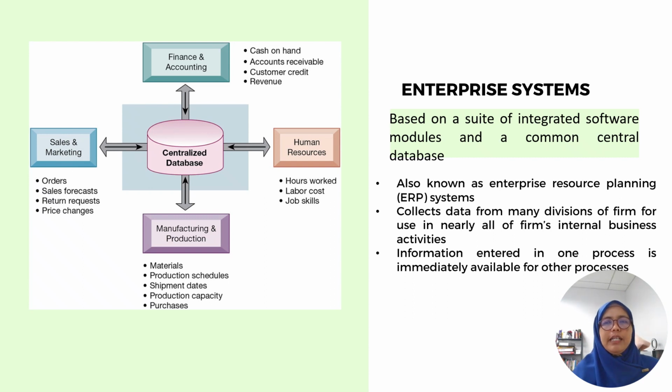Okay, this diagram shows the function of enterprise software to integrate and share data between the different business functions. So we have four functions here: finance and accounting, human resources, manufacturing and production, and lastly sales and marketing. One of the key ideas of the enterprise solution is that there is one company, one database, and not a collection of disconnected databases. Meaning that all the divisions will connect together.